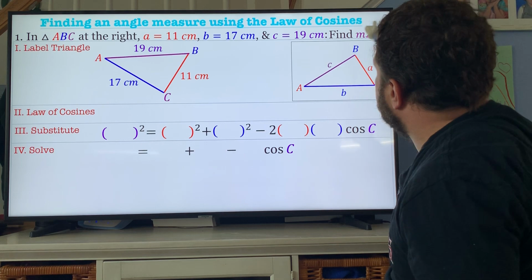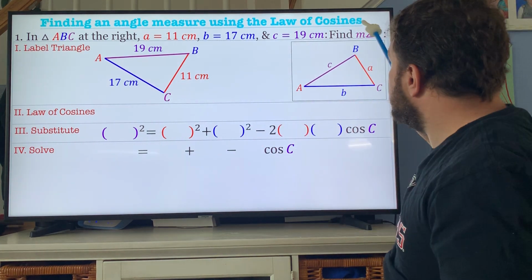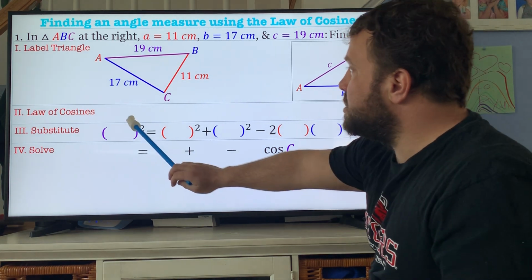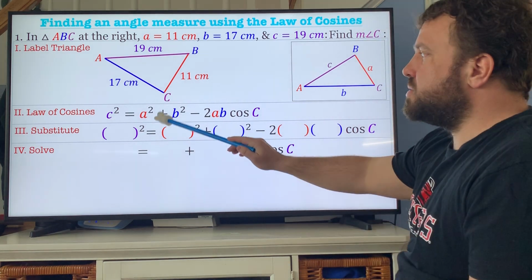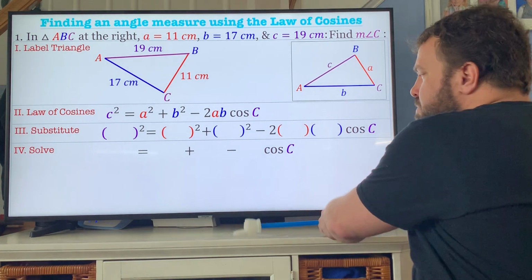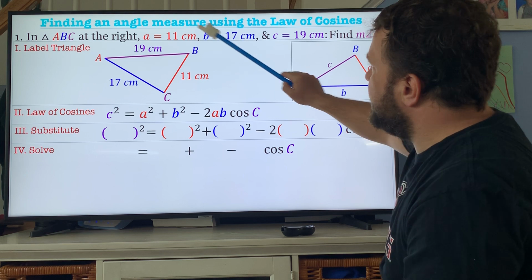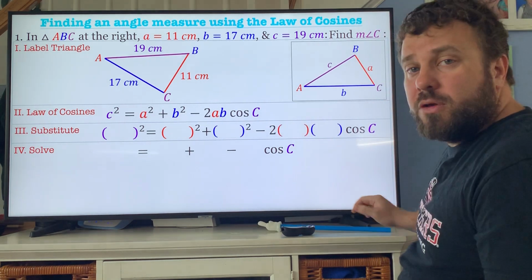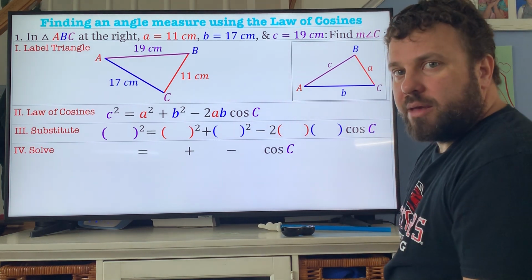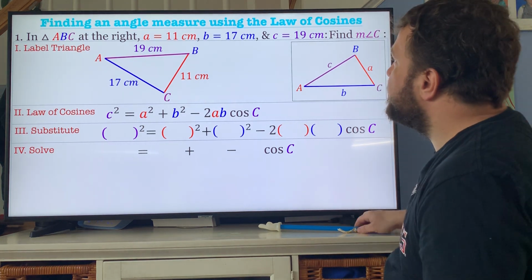We're trying to find angle C. So, you pick which one of the 3 laws you use. Since you're looking for angle C, it has to be the one with the cosine C here. So that one starts with a c squared. c squared is a squared plus b squared minus 2ab cosine C. Now, I want you guys to substitute in c, b, and a. Right here. You got it. I'm waiting on you. All right, you should be done.